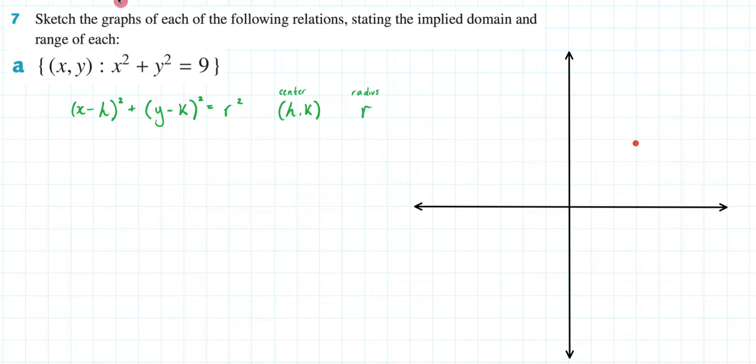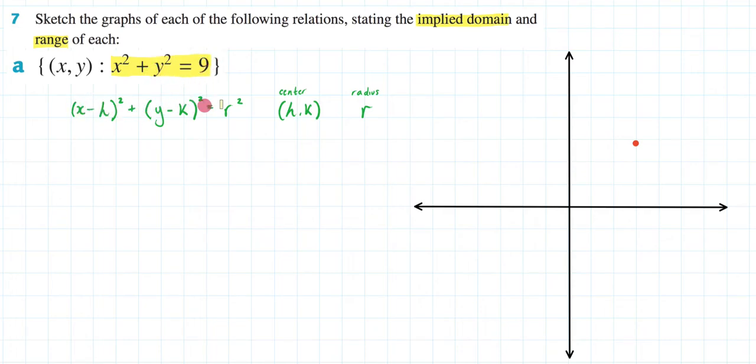So we're going through exercise 5b, and in this video I'm going to answer 7a, which reads, sketch the graphs of each of the following relations stating the implied domain and range of each. So here we're given x squared plus y squared equals 9, and hopefully you immediately recognize that this is a circle which is centered at 0, 0 and has a radius of 3.